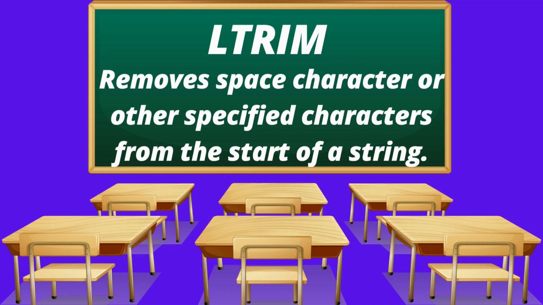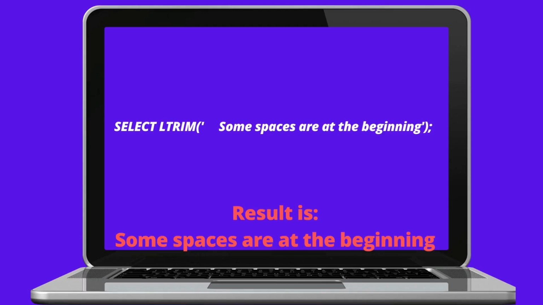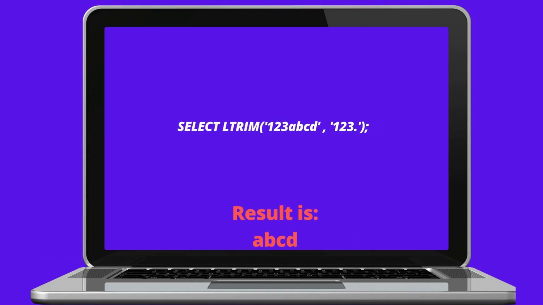LTRIM removes space character or other specified characters from the start of a string. In this example, the string displays leading whitespace characters that will be removed by the LTRIM function. In SQL Server 2022, it is possible to use the optional characters argument to remove a series of initial characters. In this example, the result will be ABCD.